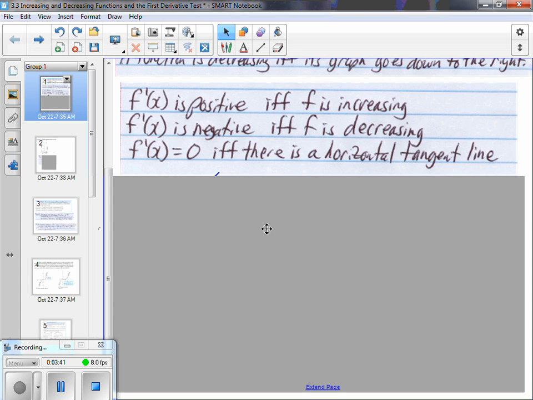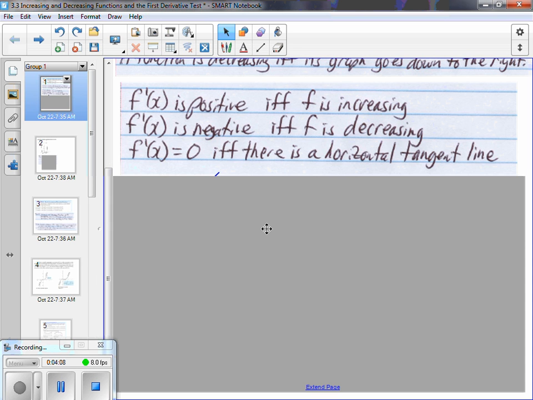Let's think about that horizontal tangent line for just a minute. If there's a horizontal tangent line, the derivative's not positive, the derivative's not negative, that means the function is not increasing, the function is not decreasing. Whenever you have the derivative equals 0, the function is not increasing at that point, the function is not decreasing at that point. Okay?